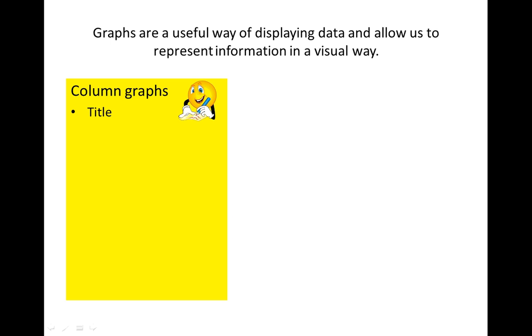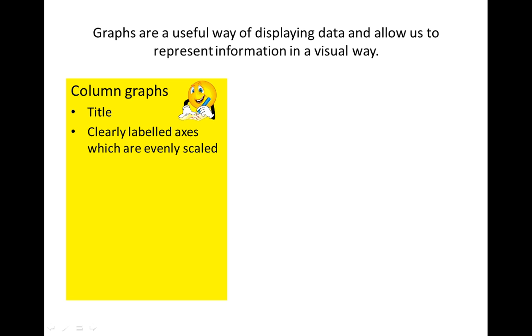That, of course, is a title. I need to make it clear, a title is not "column graph". It is a title of the graph that you are drawing. It might be the number of children in a family. It might be the types of cars driving down a road. That is what we mean when we talk about a title.